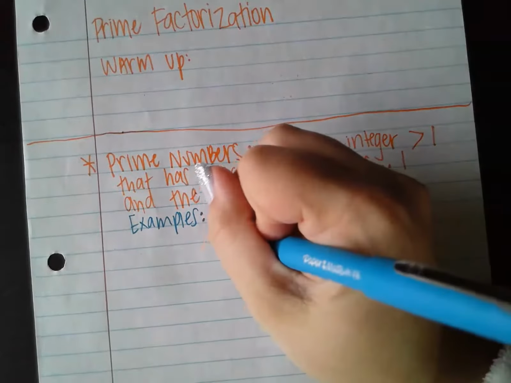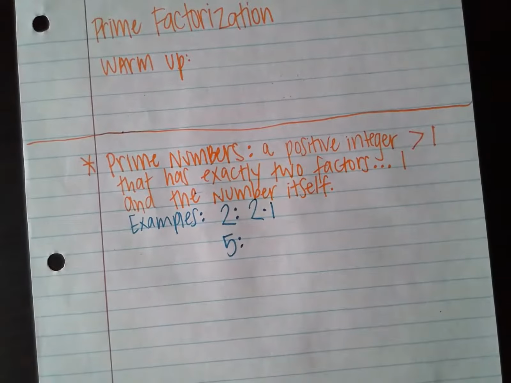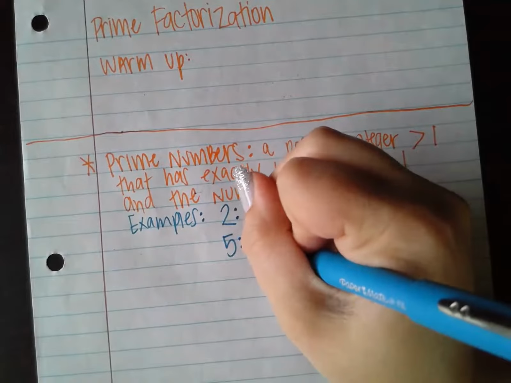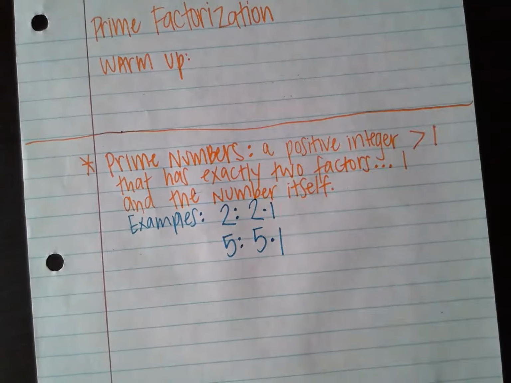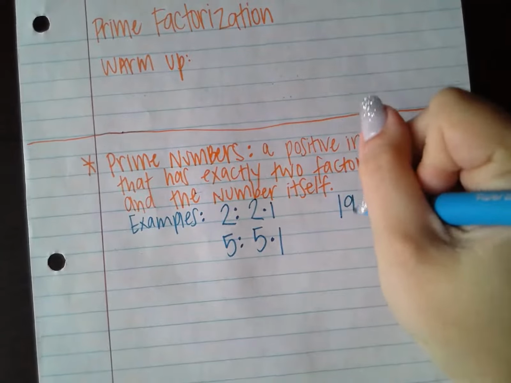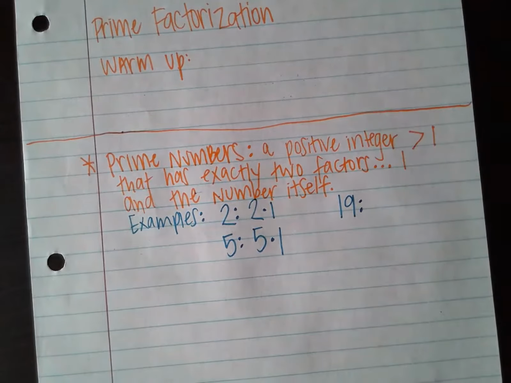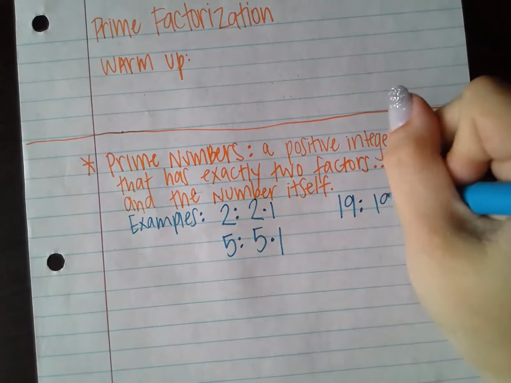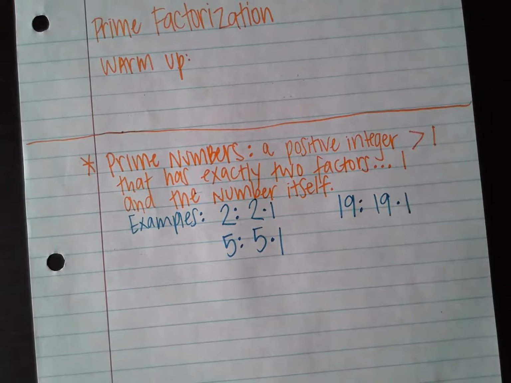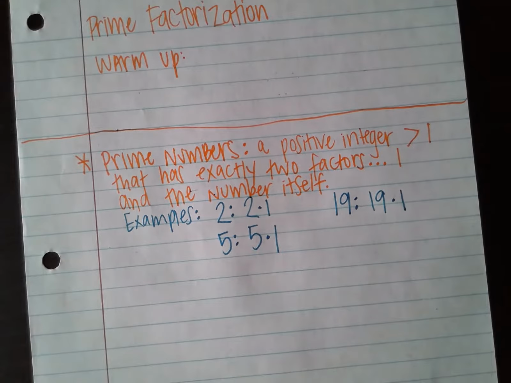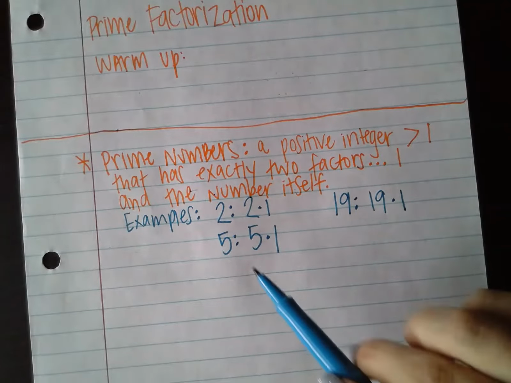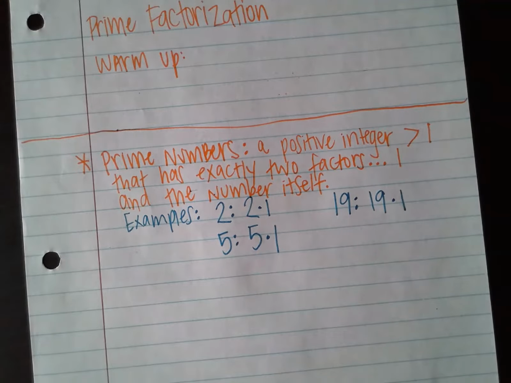Another example would be 5. 5's factors are 5 and 1. Another example would be 19. The only factors of 19 are 19 and 1. So there are a lot of prime numbers. Most of them tend to be odd. 2 is an even number, and it is a prime number. Okay, so prime numbers are numbers that only have 2 factors, the number 1 and itself.